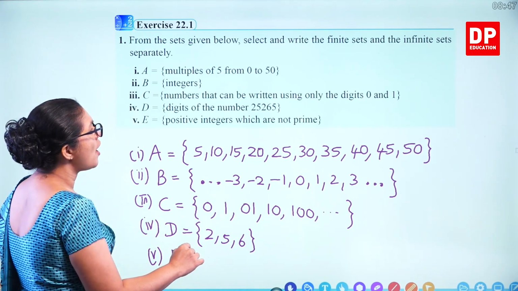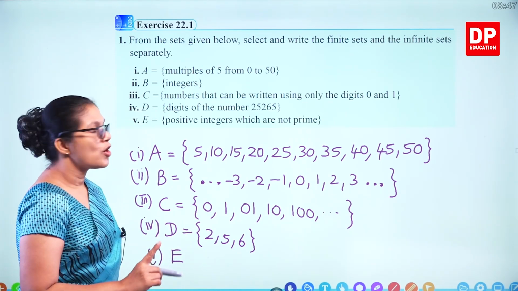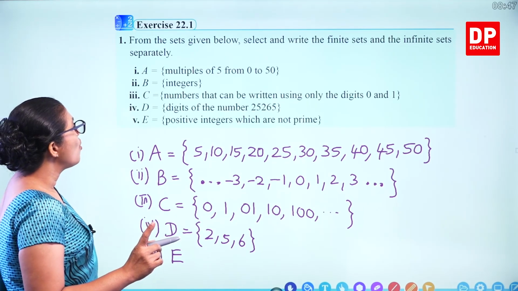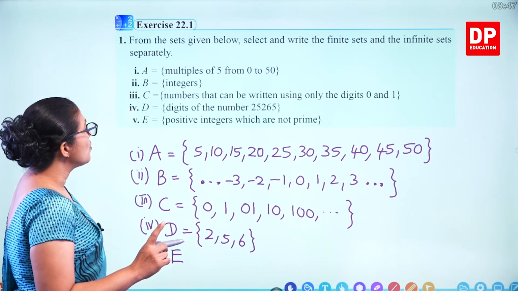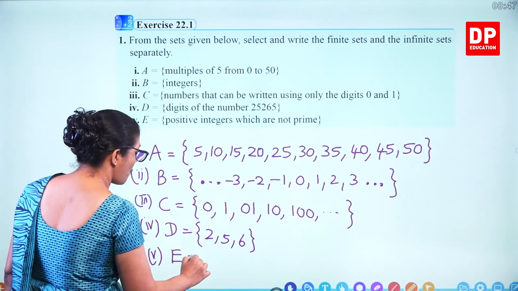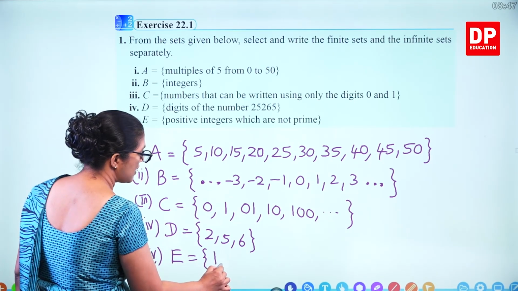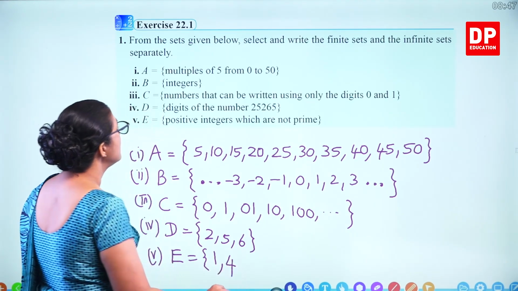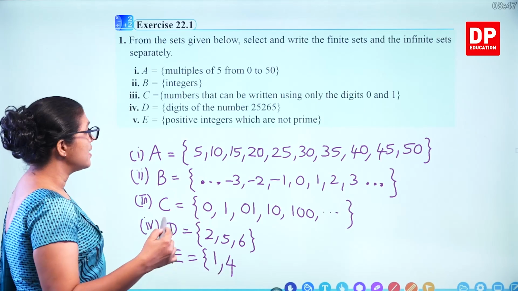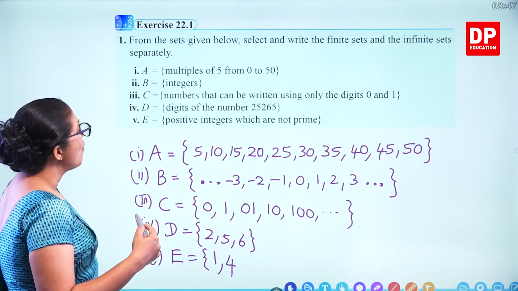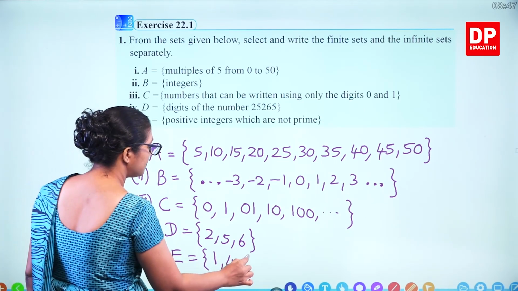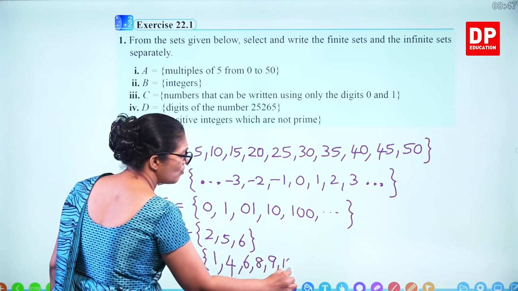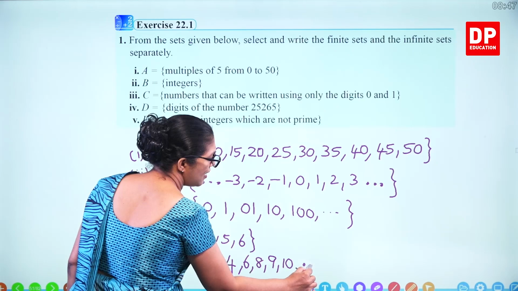E, positive integers which are not prime. Positive integers which are not prime. So 1 we can consider, since 1 is not a prime number. 2, 3 you can't take, 4 you can consider. Likewise, there's no end. 5 you can't take. 6, 7, 8, 9, 10, like that. You can take any number.